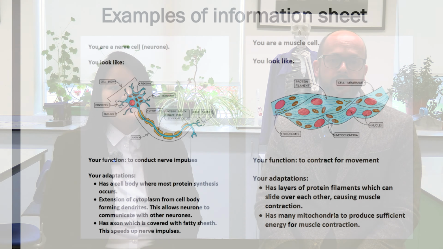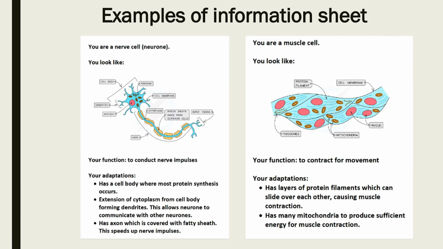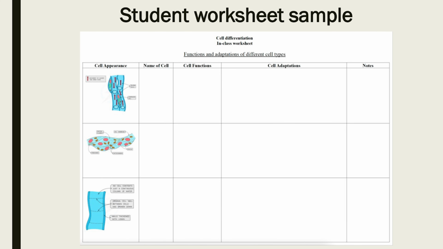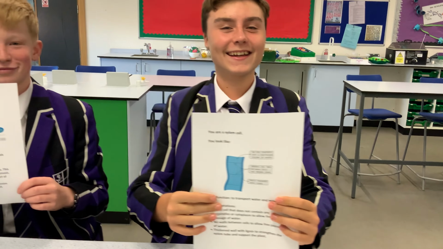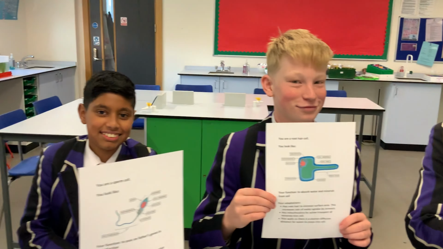The setup of this activity is simple. Students are given an information sheet with the information of the cell that they are role-playing. They are also given a worksheet to record the information of the other specialized cells role-played by other students. Students are asked to walk around the classroom and talk to other students who role-play a different specialized cell.